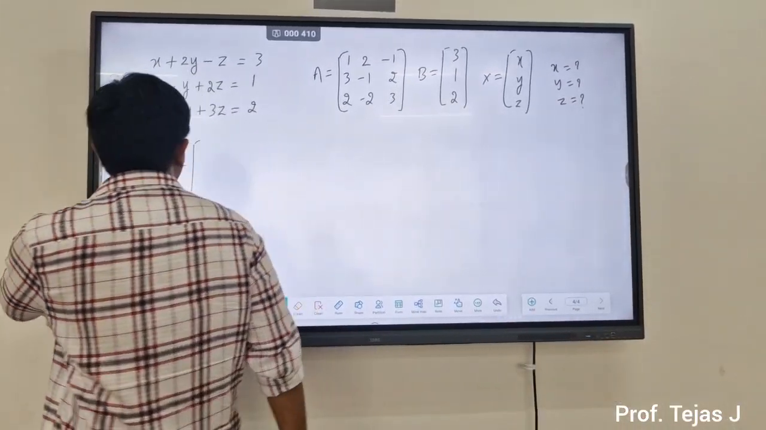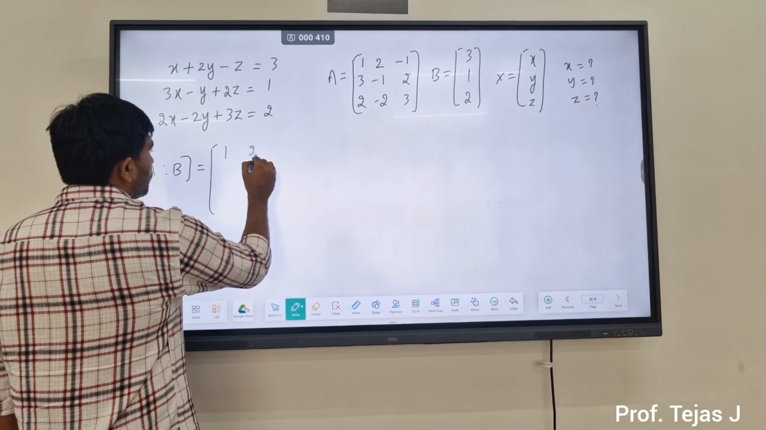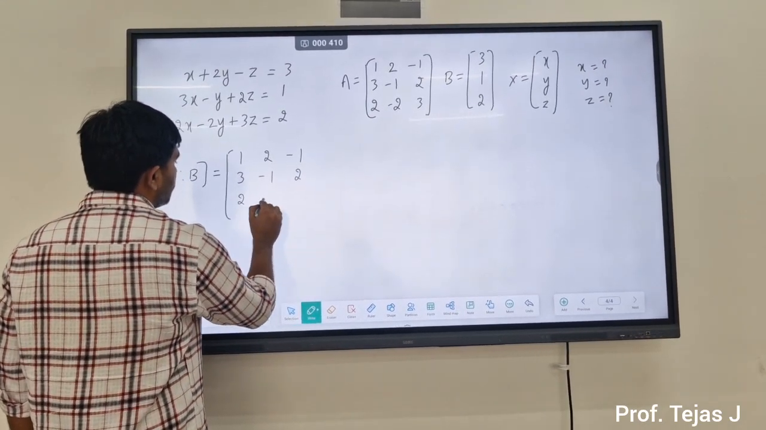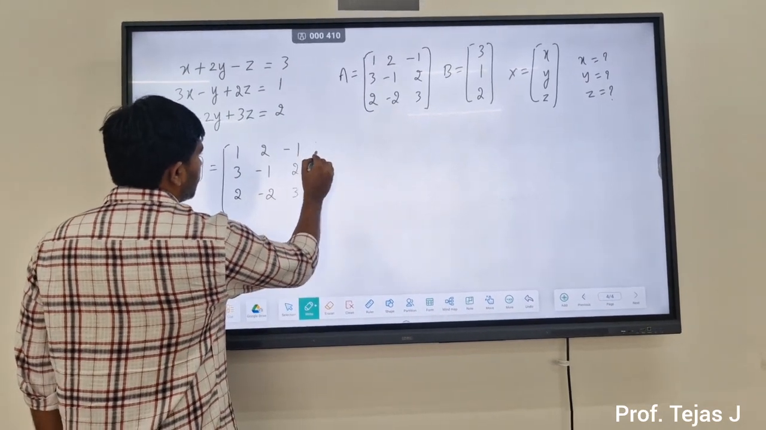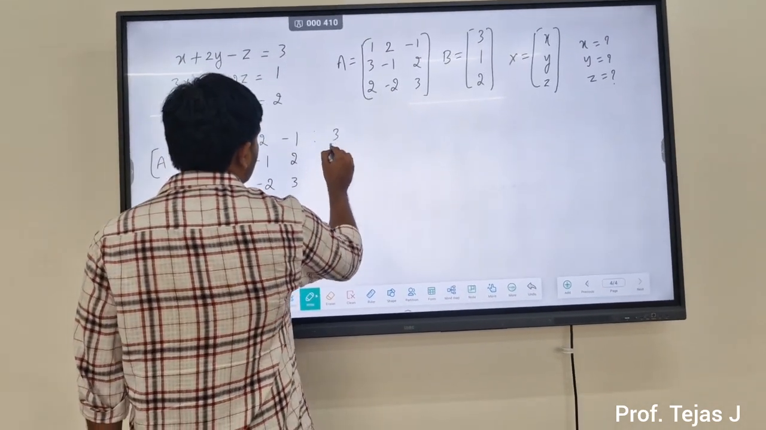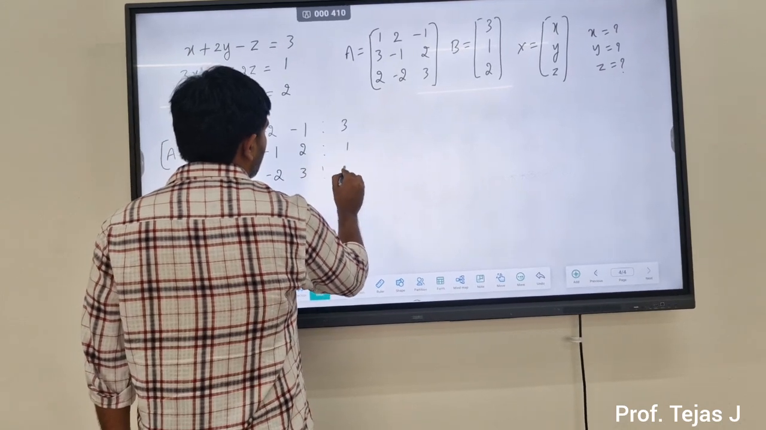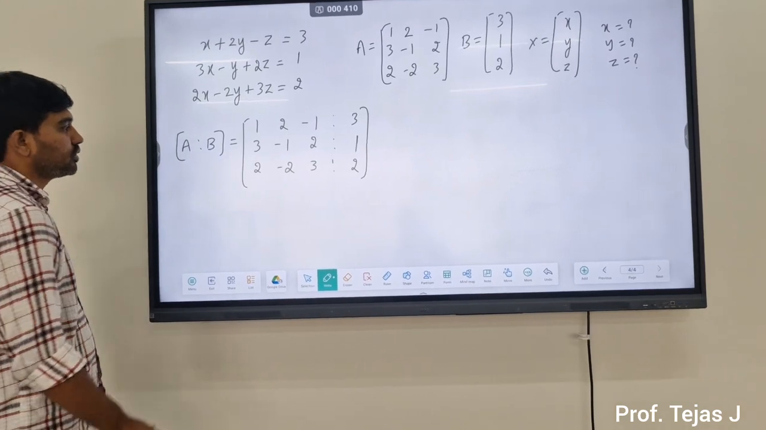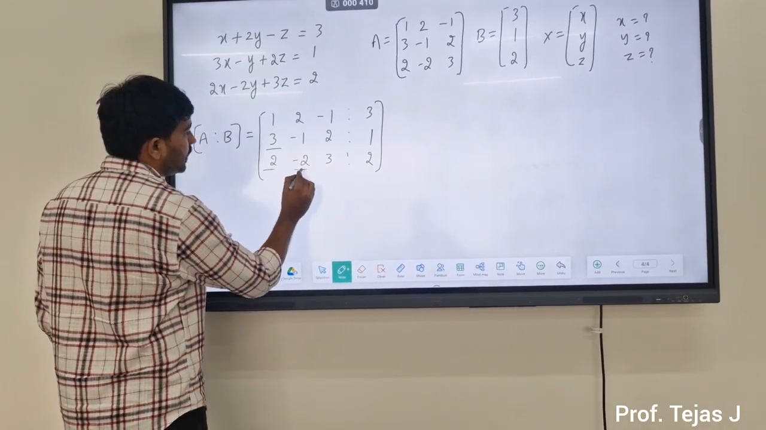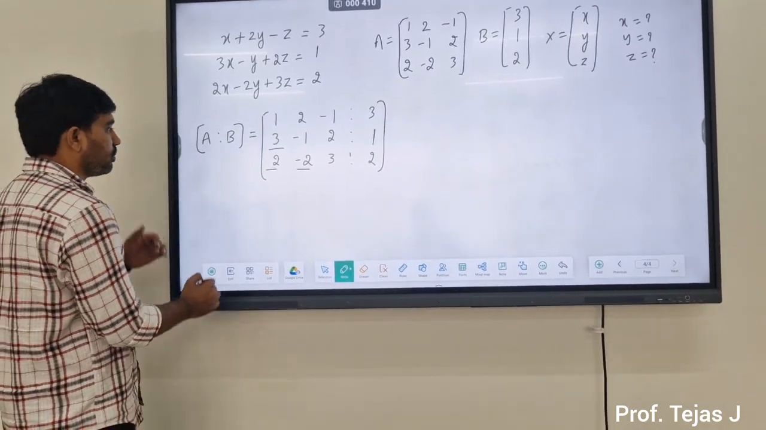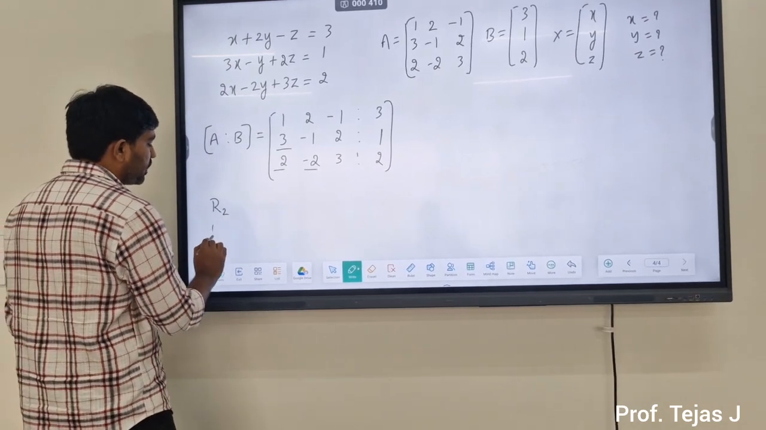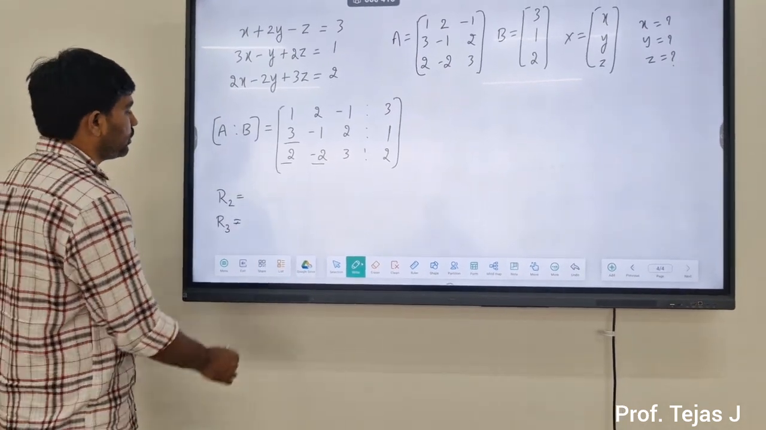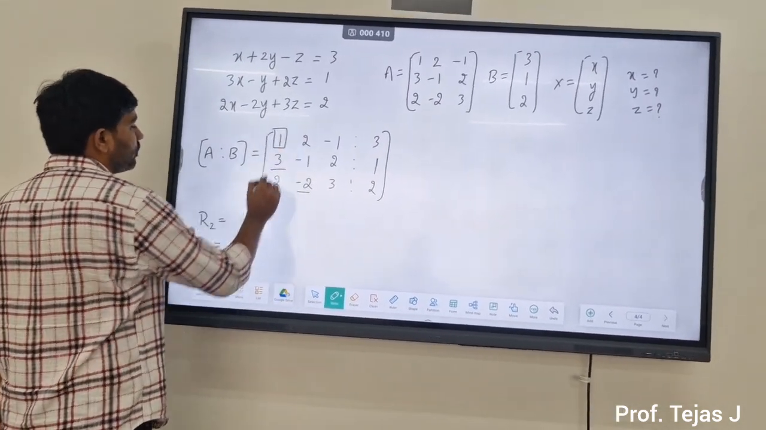So the matrix A is 1, 2, minus 1; 3, minus 1, 2; 2, minus 2 and 3. And the corresponding constants will be 3, 1 and 2. Okay, fine. So now what should we do? We have to make these three elements 0 using a row operation. So let's try making R2 and R3 zero. We are going to take R1 as the reference.